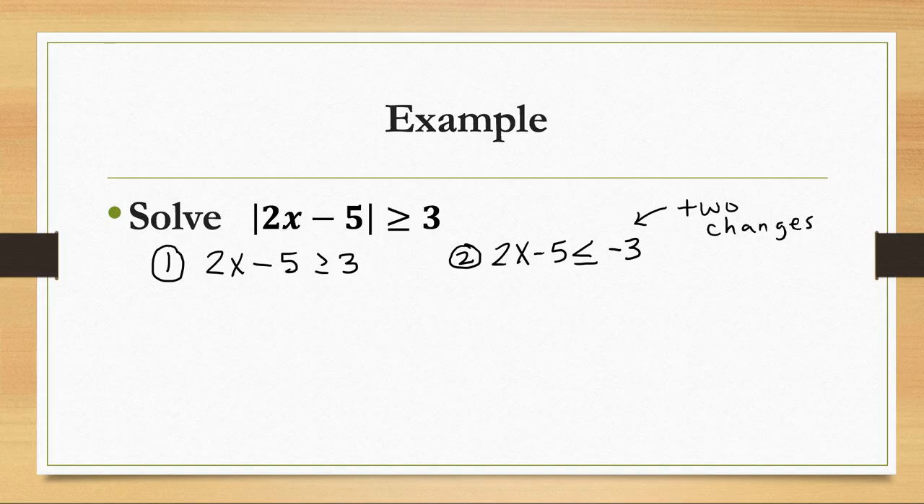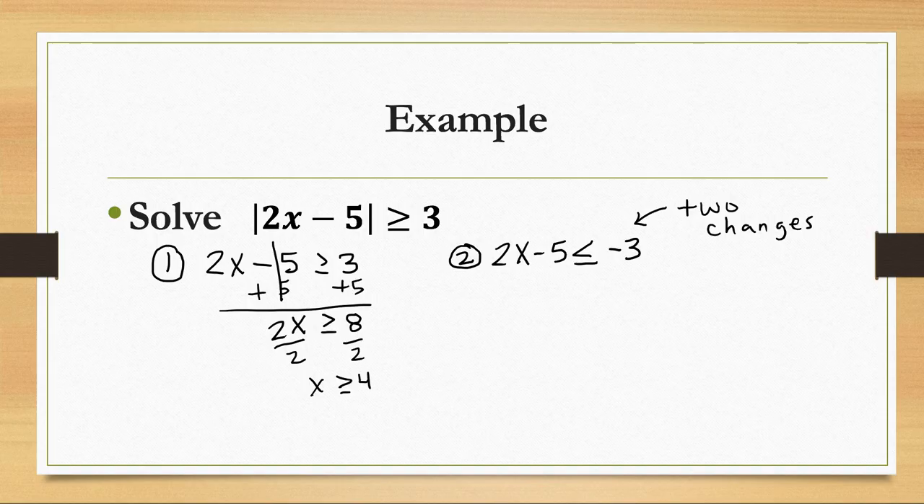So once that is set up, then we're ready to solve the two problems. Remember that our goal is to get x by itself. So I'm going to begin by adding 5 to both sides of this expression. So that's going to give me 2x is greater than or equal to 8. And then solving for x, I would need to divide by 2. And so x is greater than or equal to 4. And that solves the first inequality.